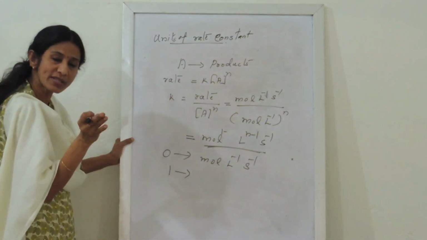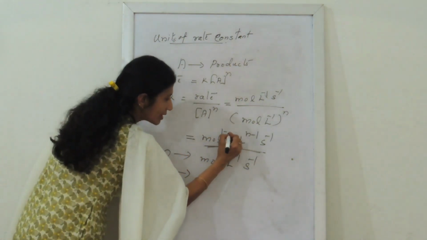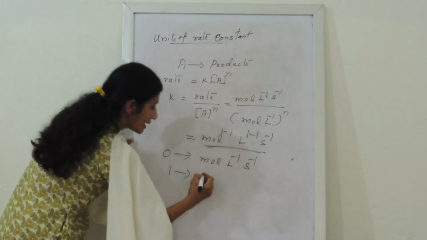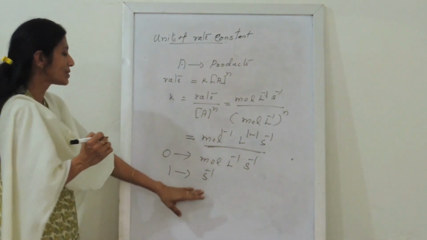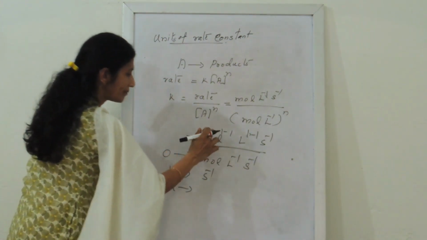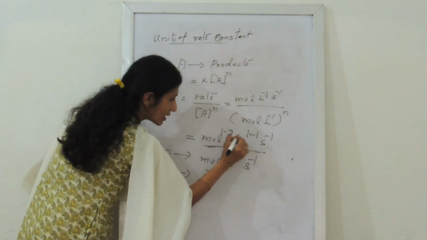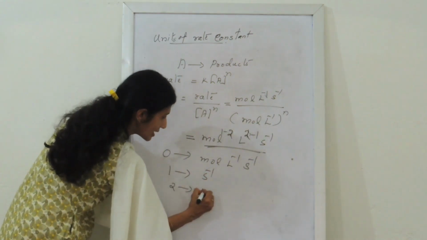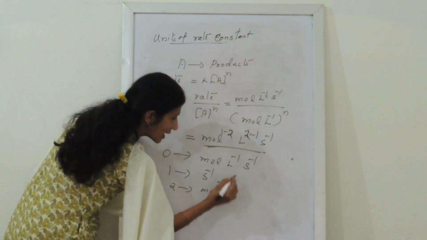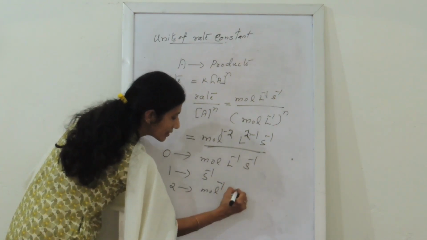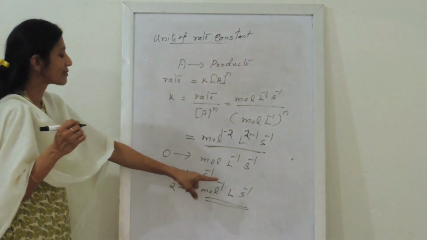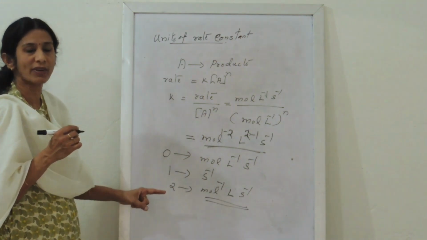It is of first order. എങ്ങനെ വരും? Here 1 minus 1 and here also 1 minus 1 cancel it. Then it becomes second raised to minus 1. Then if it is of second order reaction, എങ്ങനെ വരും? And here 1 minus 2, 2 minus 1, that is mole, and it becomes mole raised to minus 1, liter raised to 1, second raised to minus 1. Mole raised to minus 1, liter, second raised to minus 1.